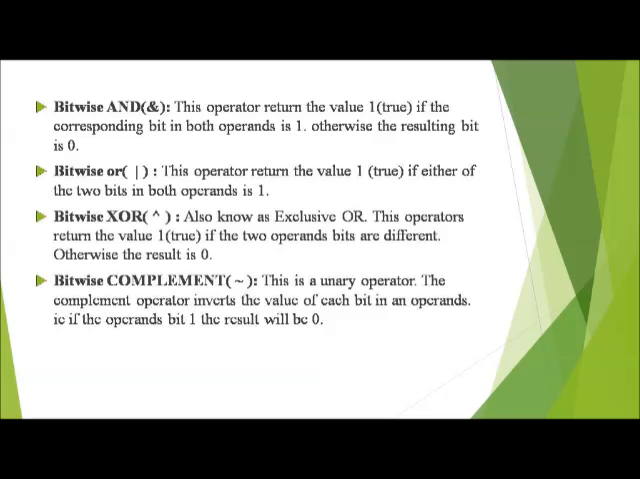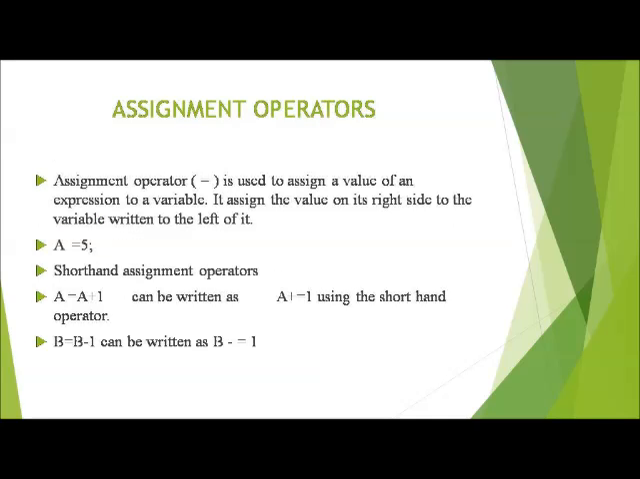Bitwise complement: this is a unary operator. The complement operator inverts the value of each bit in the operand. That is, if the operand's bit is 1, the result will be 0. Next topic is the assignment operator. An assignment operator is used to assign the value of an expression to a variable.